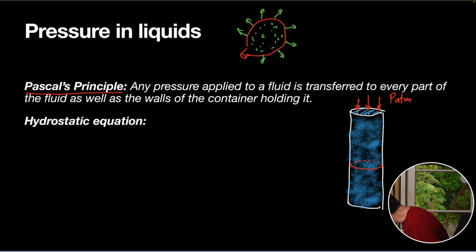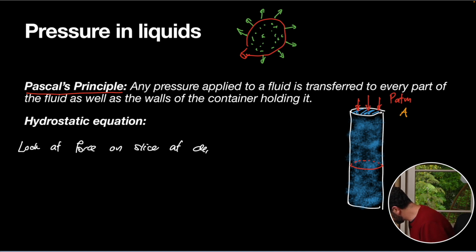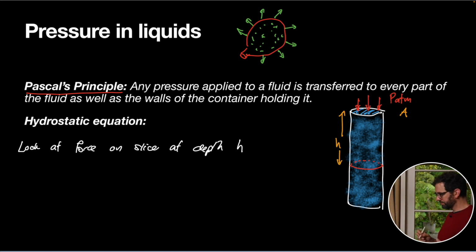Let's also imagine that we have a cross-section area A. So that means the force would be that pressure times the area. So we'll look at forces on a slice at a depth of h. We'll say that this distance here is h. We're going down. So what forces are acting on that?